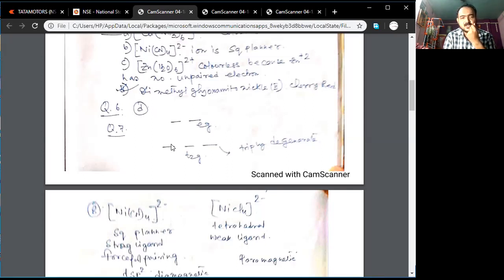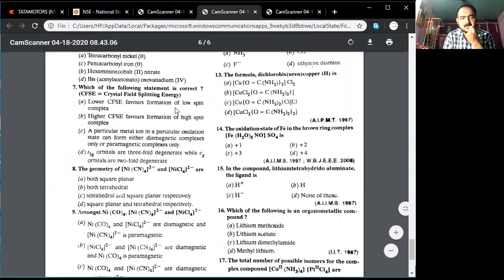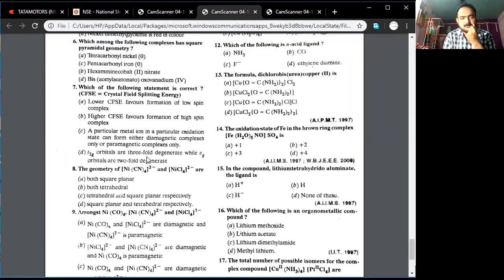You can see here 3 d orbitals, dxy, dyz, and dzx, are at the same energy level. That's why they are called triply degenerate. And in case of Eg, there are dx square minus y square and dz square at the same energy level, known as Eg. So this is doubly degenerate, this is triply degenerate. Now you can see this option: T2g orbitals are 3-fold degenerate, whereas Eg is 2-fold degenerate.